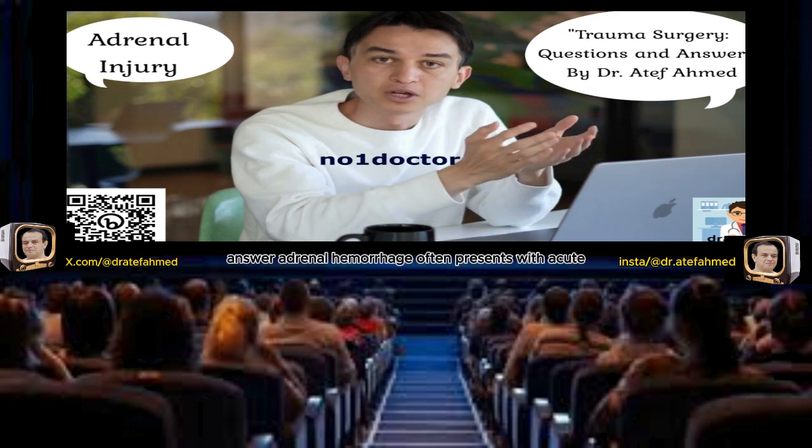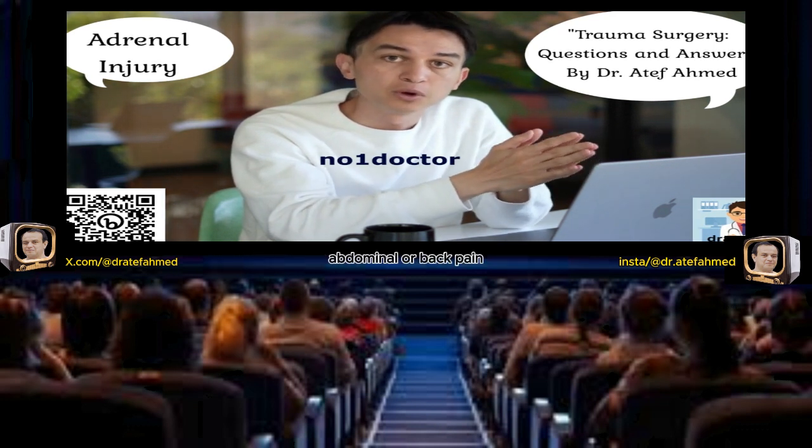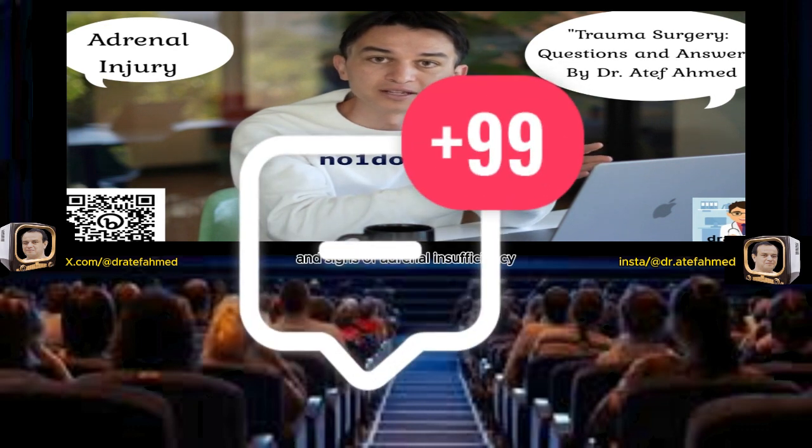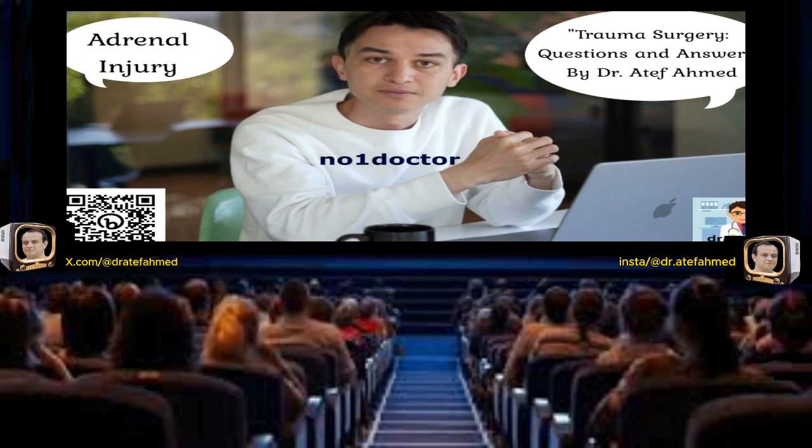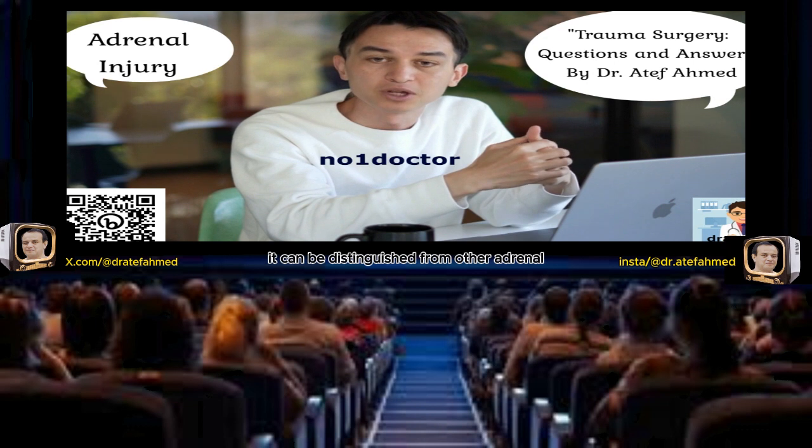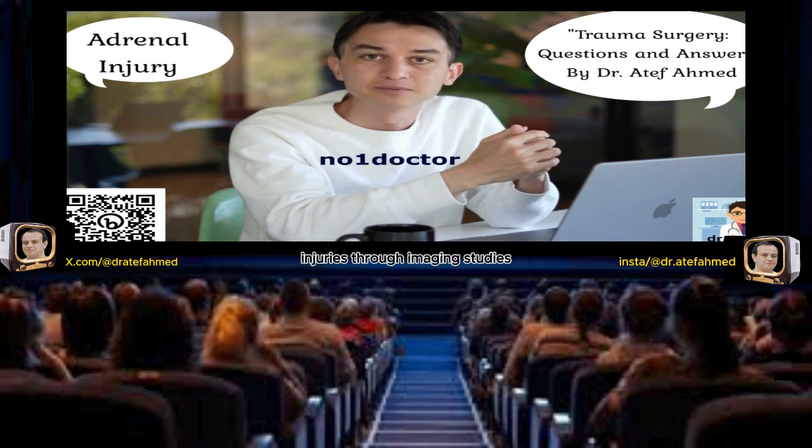Question: how can adrenal hemorrhage be differentiated from other adrenal injuries? Answer: adrenal hemorrhage often presents with acute abdominal or back pain, hypotension, and signs of adrenal insufficiency. It can be distinguished from other adrenal injuries through imaging studies.